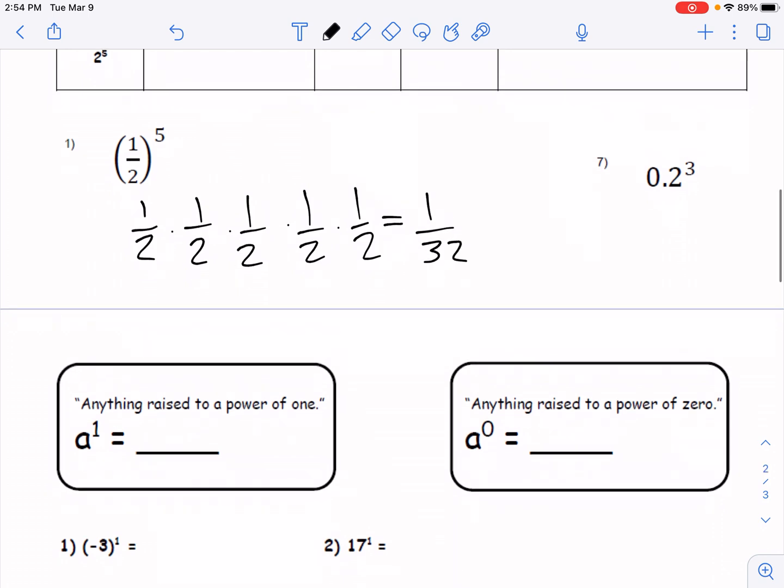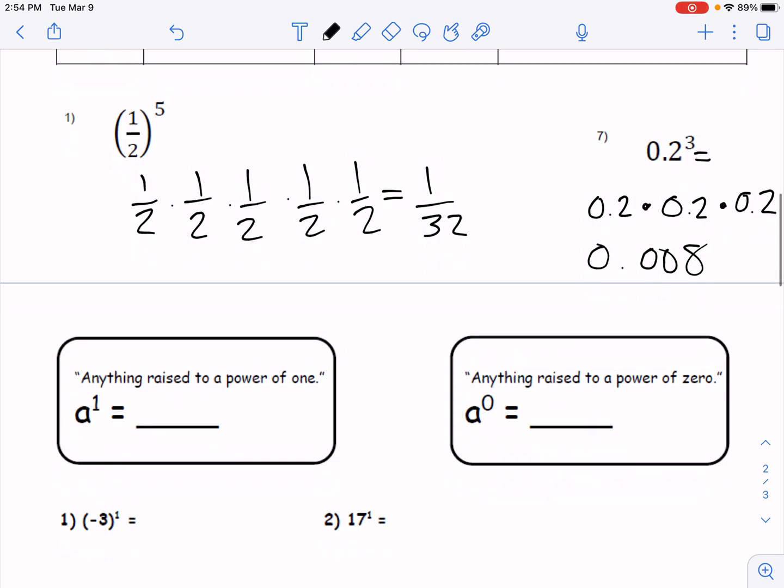Same thing when we're dealing with a decimal. This guy over here is telling us that we have 0.2 times 0.2 times 0.2, okay? So multiplying that out in your calculator, we should get 0.008, okay? And of course, you could also raise it to the third power and we'd get the same thing, but we get 0.008, okay?